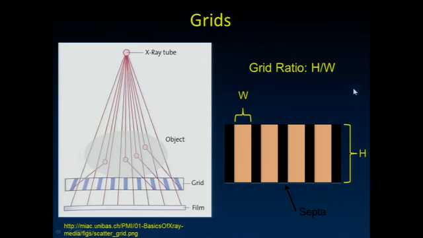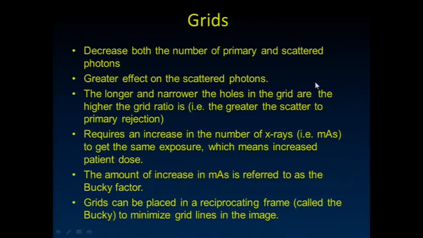And there's that grid ratio, the height of the holes divided by the width of the holes. As I mentioned, they decrease both primary and scatter, with a greater effect on the scatter. The longer and narrower the holes are, the more rejection they give.